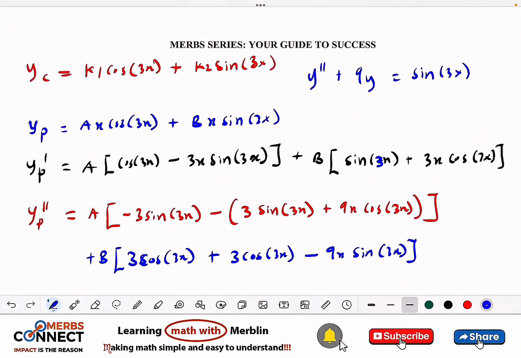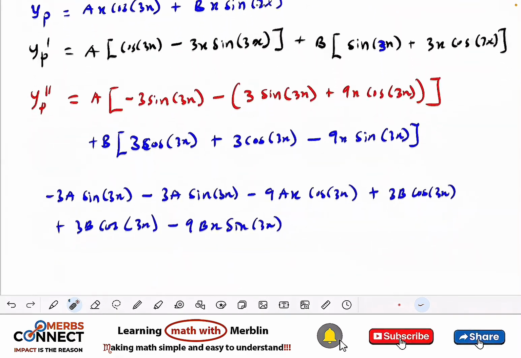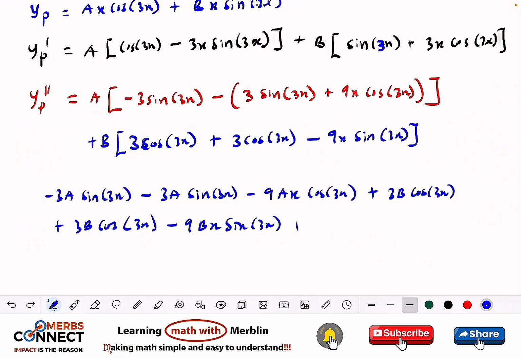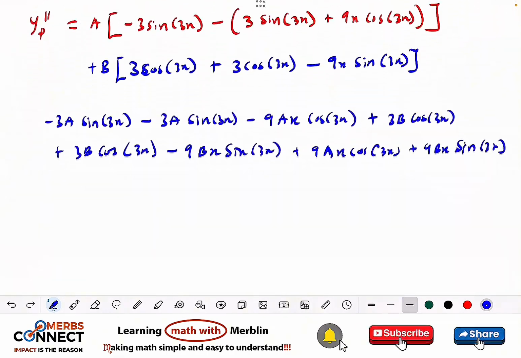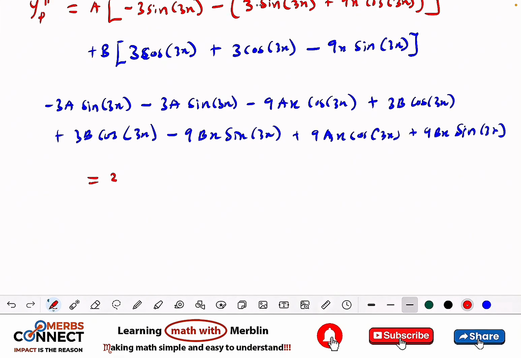Now let's look at plus 9 of this. So I'm going to multiply 9 by this, and I'm going to have plus 9ax cos 3x plus 9bx sine 3x, and this should be equal to sine 3x. Everything here should be equal to sine 3x.